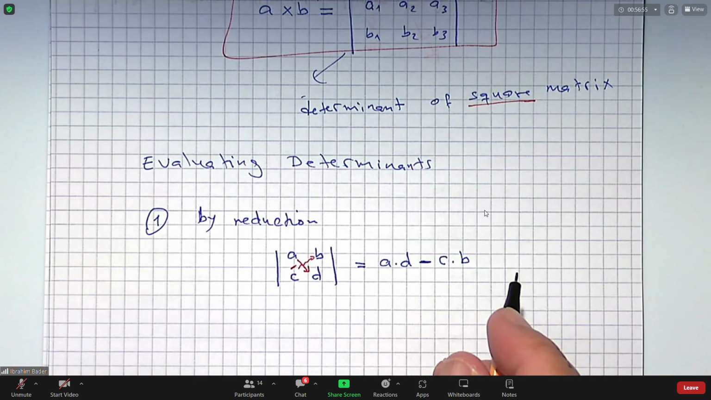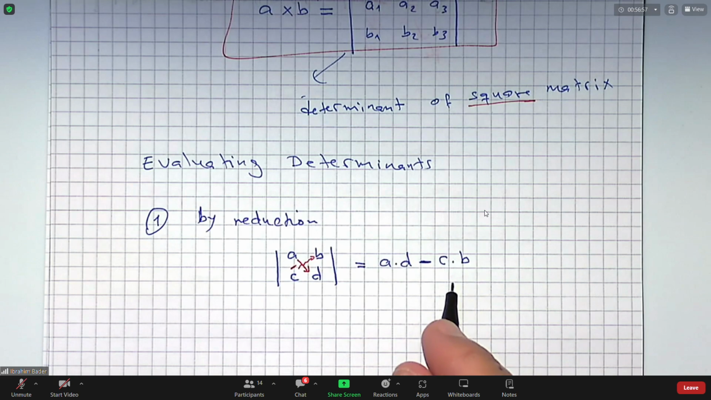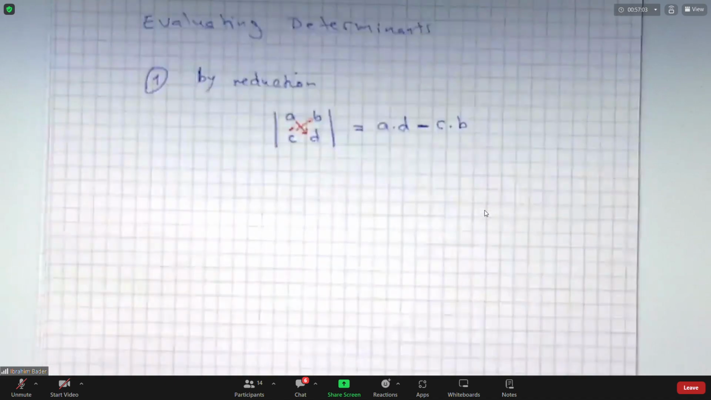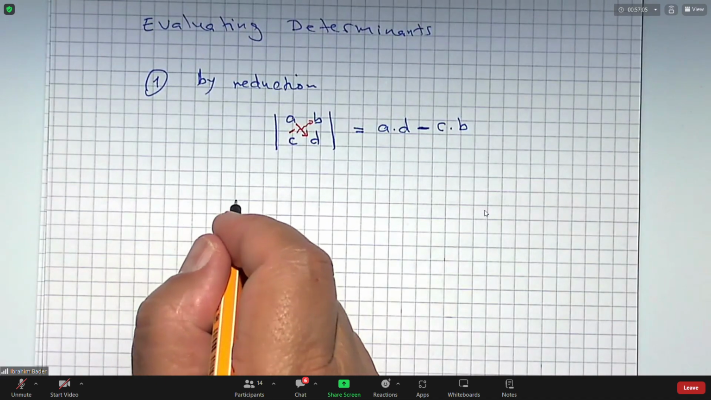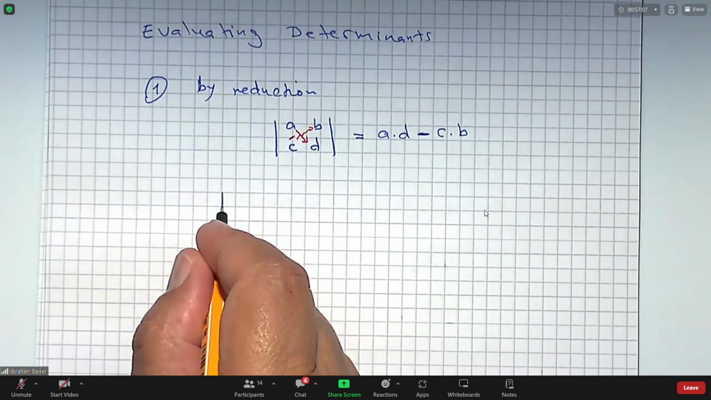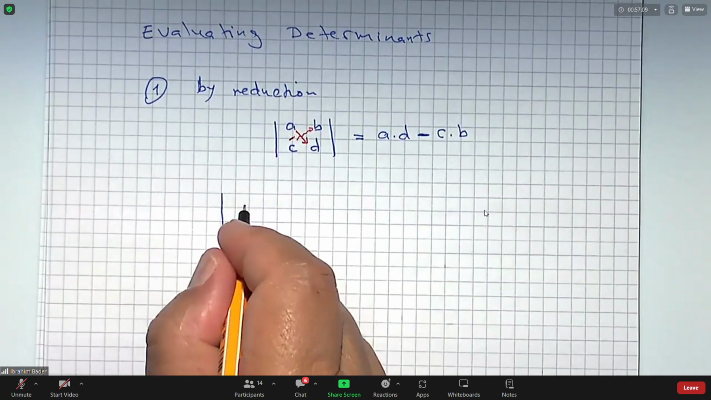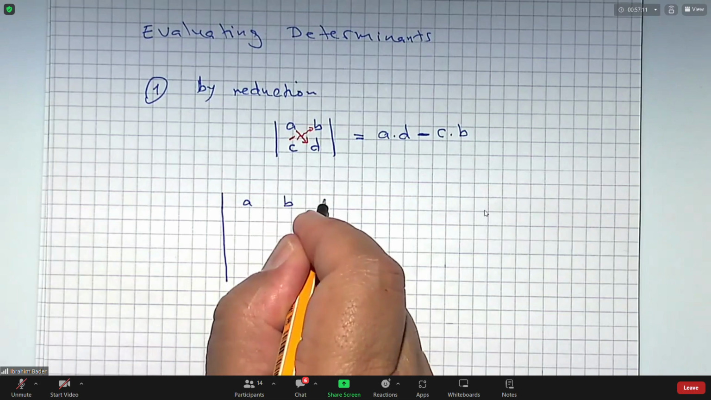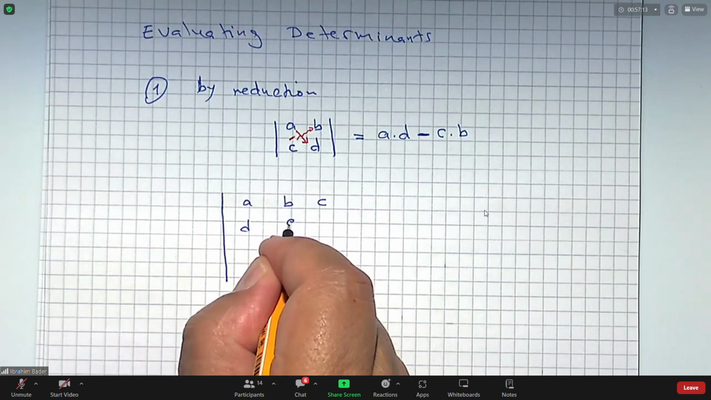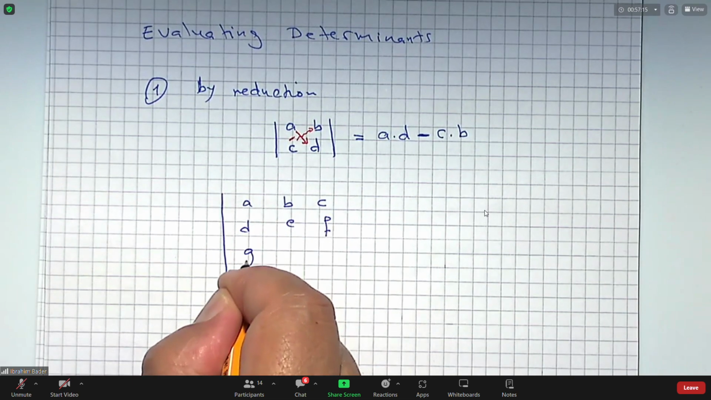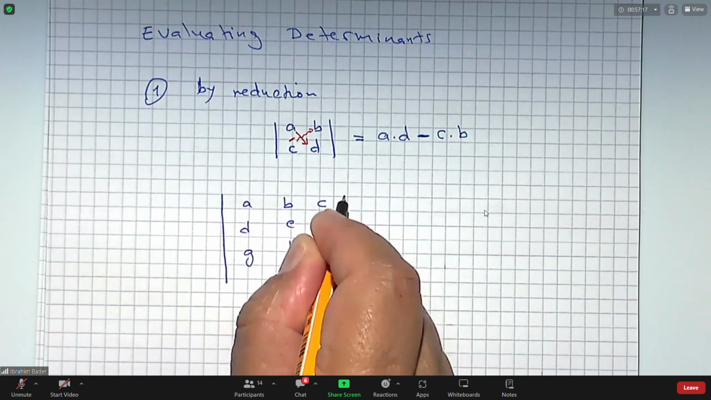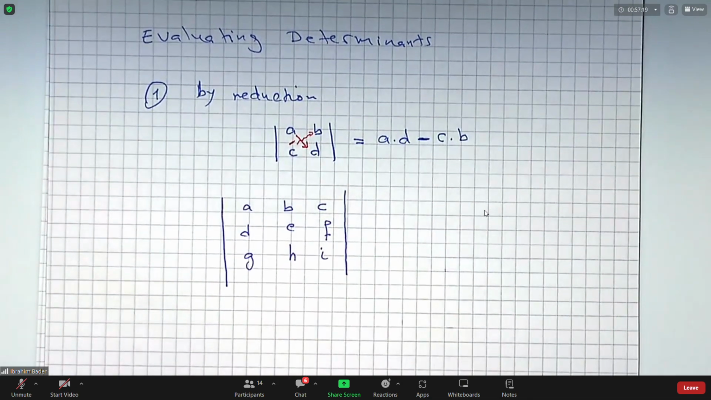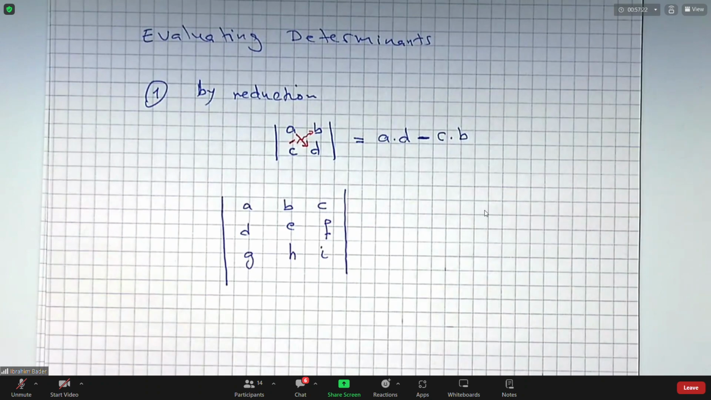Okay, so this is the rule for a 2 by 2 matrix or determinant. Now, how to evaluate the 3 by 3 determinant using this method? Let's again take A, B, C, D, E, F, G, H, I. So let's assume this is a 3 by 3 determinant. Using this method, we will be doing the following.